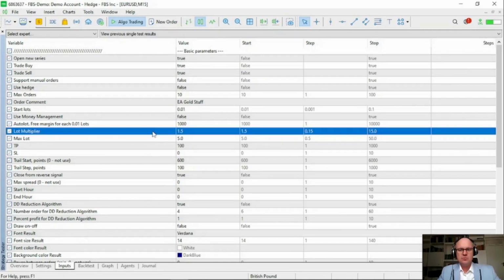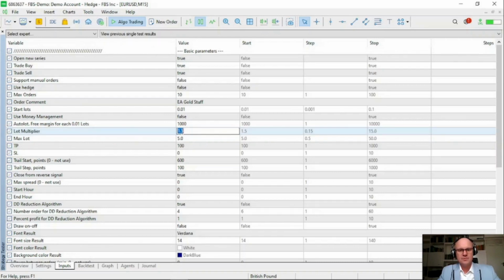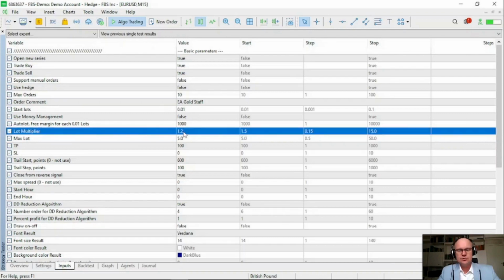So the thing that we will need to adjust is the lot multiplier because of the size of the account. A 1.5 is a very aggressive style for such a small account. So what I'm going to do is make it less aggressive and decrease it from 1.5 to 1.2.